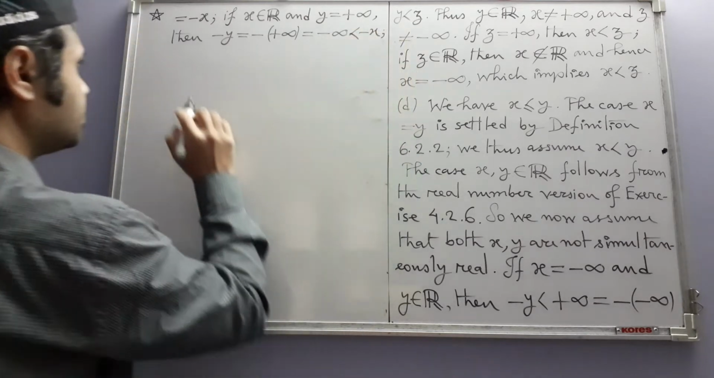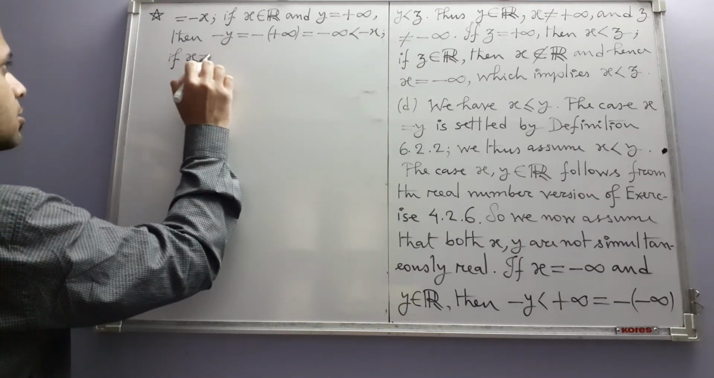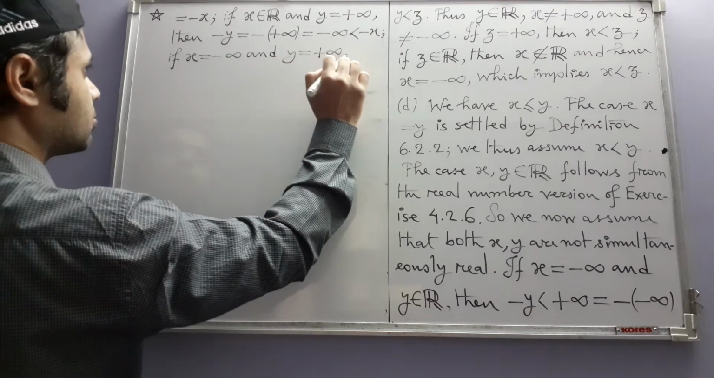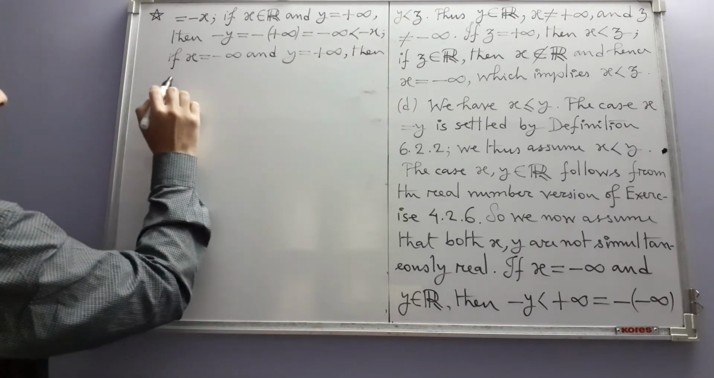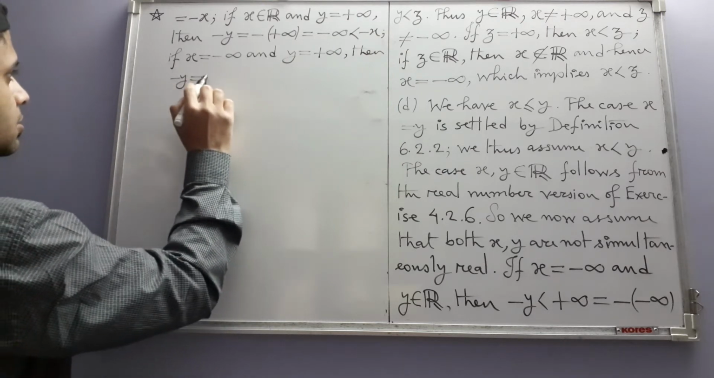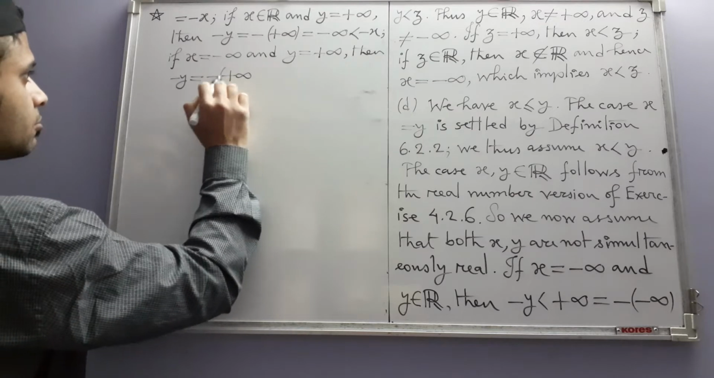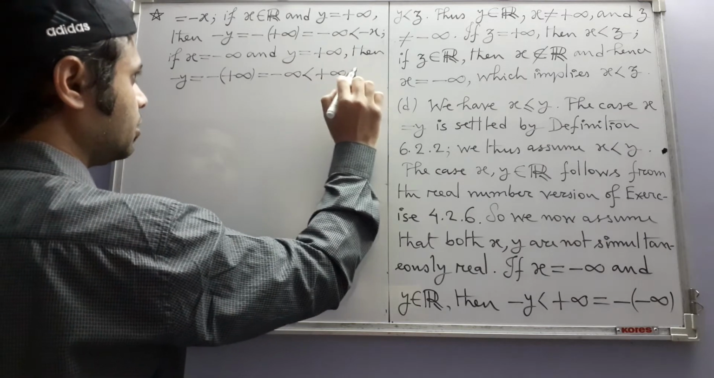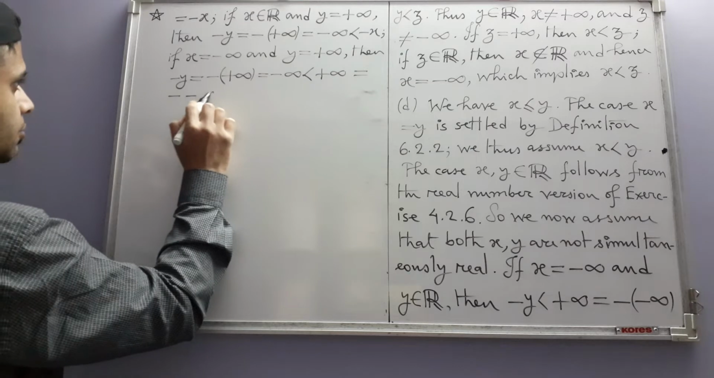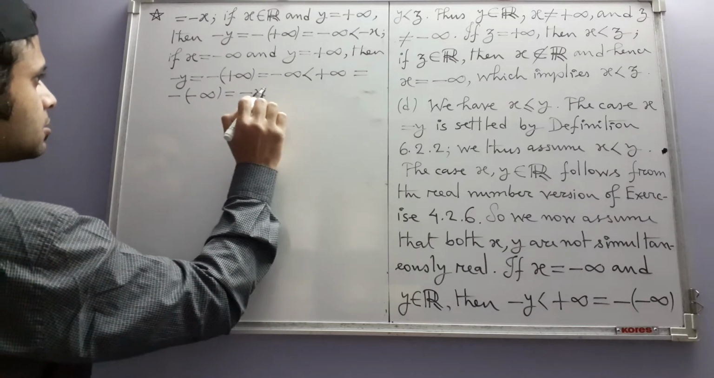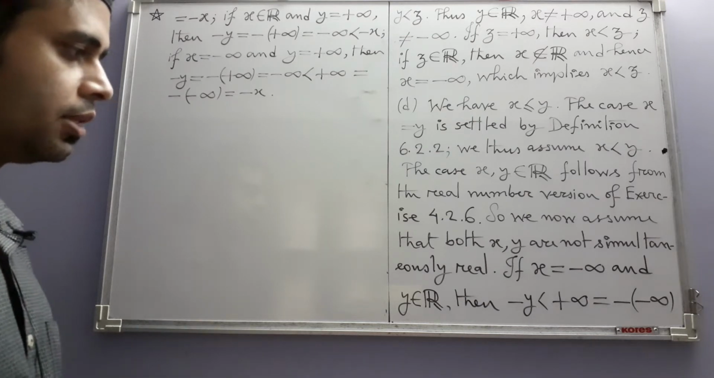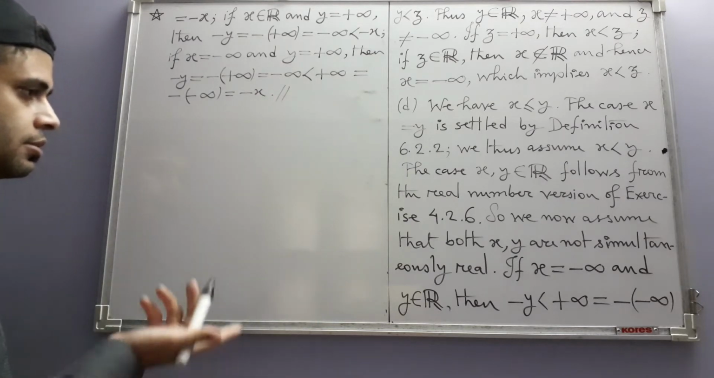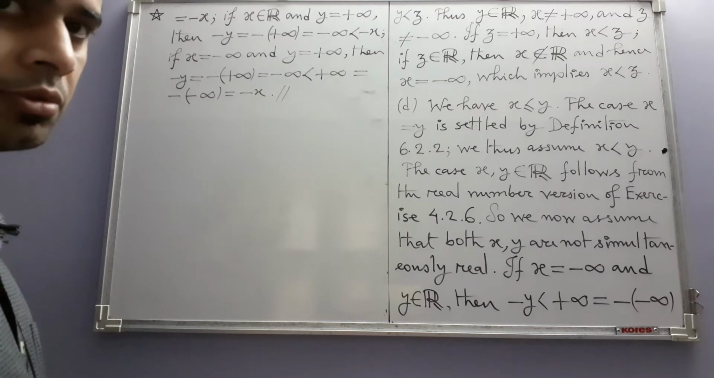And finally, if x is minus infinity and y is plus infinity, then minus y is minus infinity, which by the definition of order is strictly less than plus infinity, but plus infinity is minus of minus infinity, that is minus x. So in all the cases we have proved that negation reverses order. So that completes the solution and hence the proof of proposition 6.5.